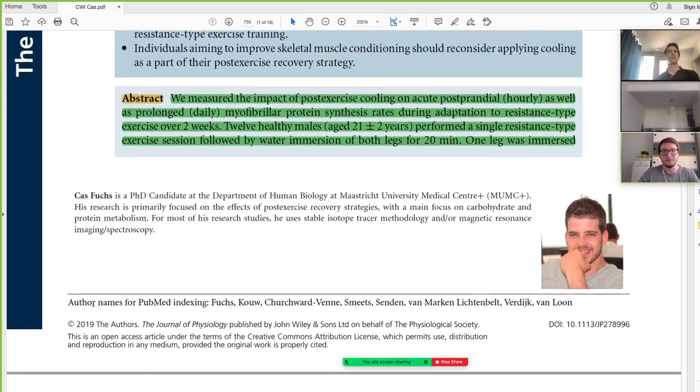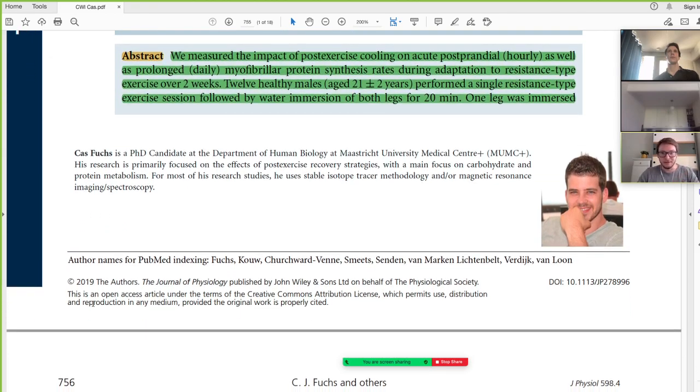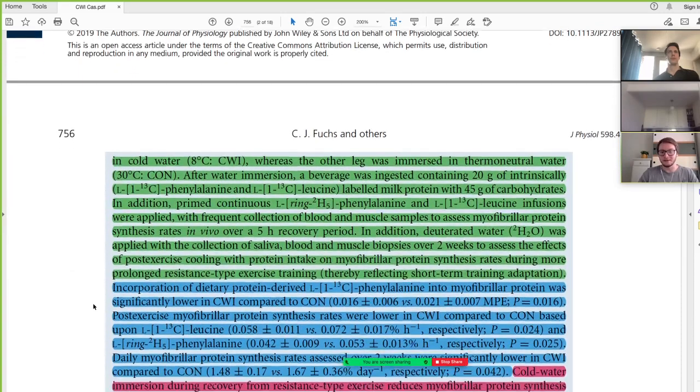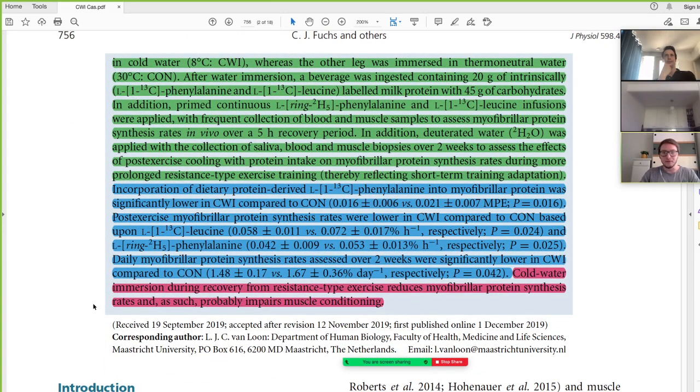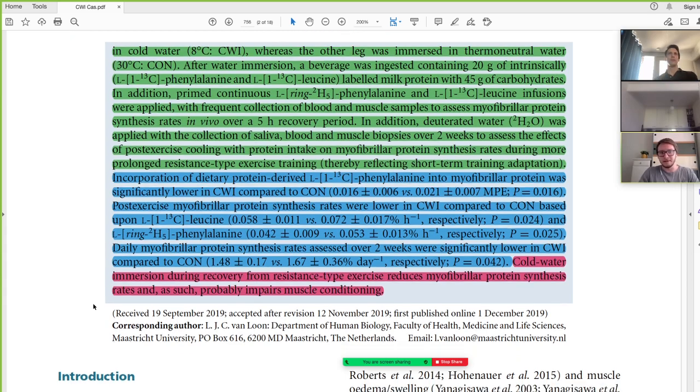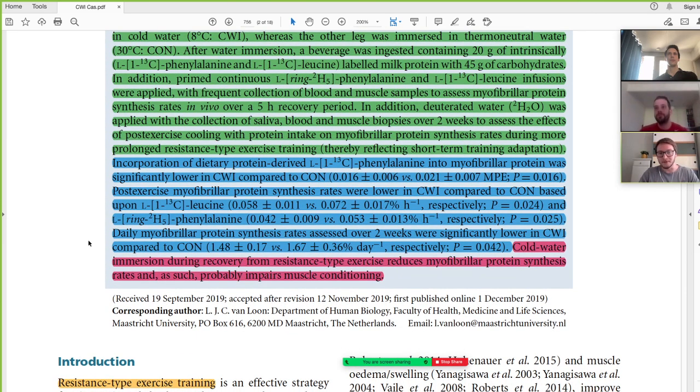So what they measured. The whole green part is just the methods of the paper quickly. What did they do? How did they measure all this stuff? After that, in blue, only the most important outcomes with the actual data are there. And then finally a nice, clear conclusion that cold water immersion after exercise probably reduces muscle protein synthesis and even muscle conditioning.